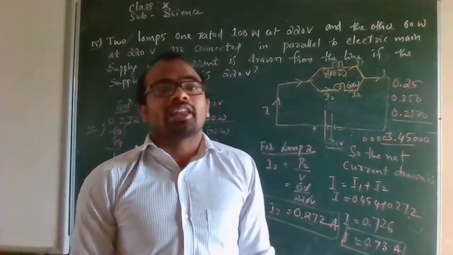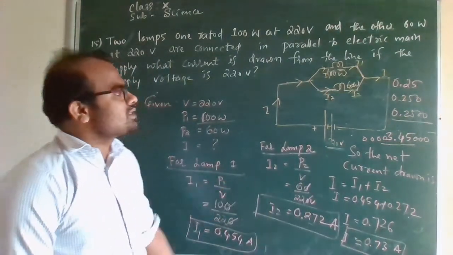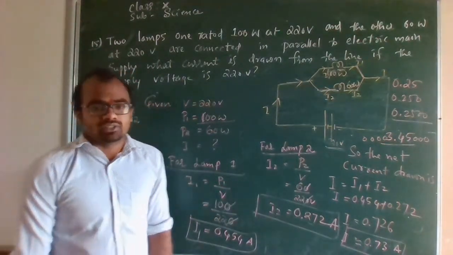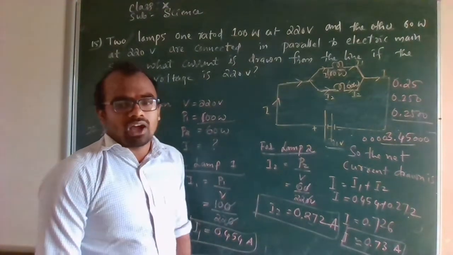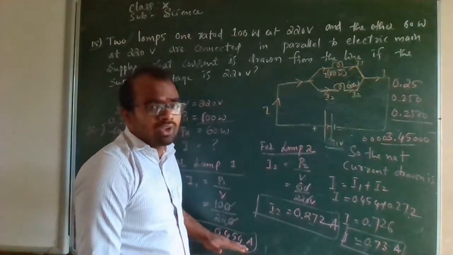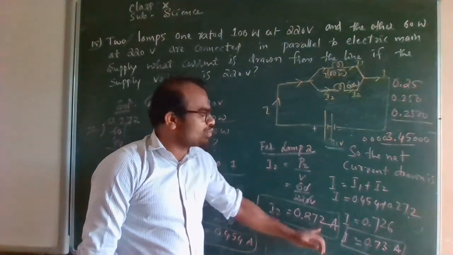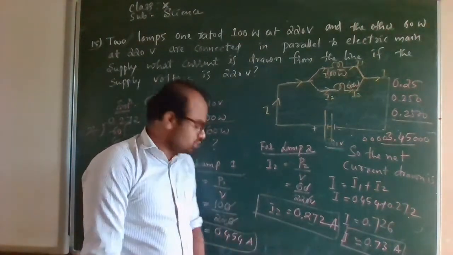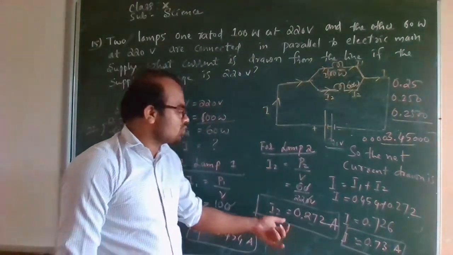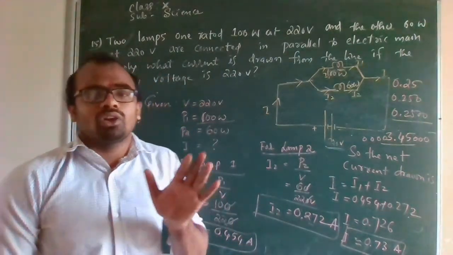It will not make any difference. Okay, so I is equal to 0.73 amperes is the final answer. Or you can take even only 2 digits also. 0.45 ampere you can take here, you can take 0.27 ampere, add both of them, you will get 0.72 ampere. Even though you make like that, that is also correct.